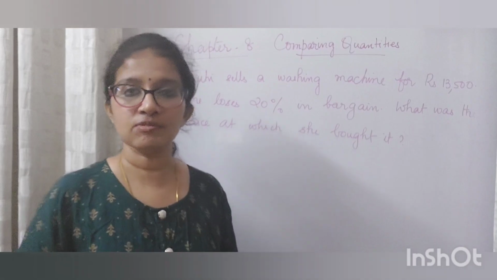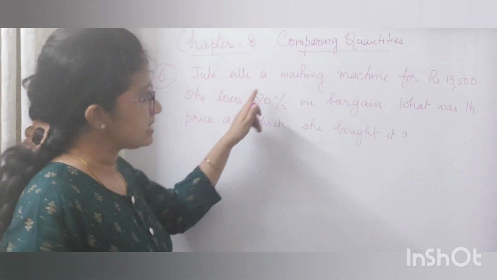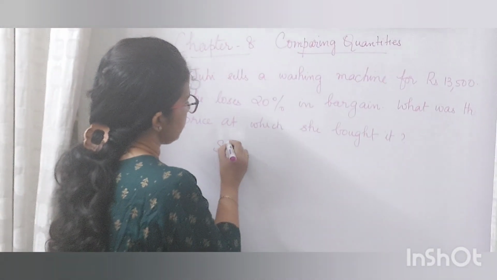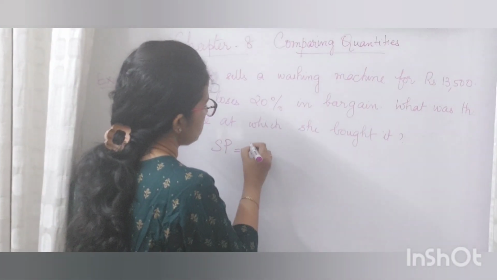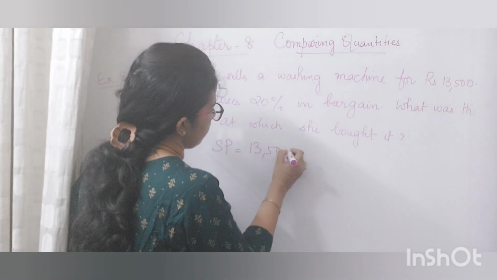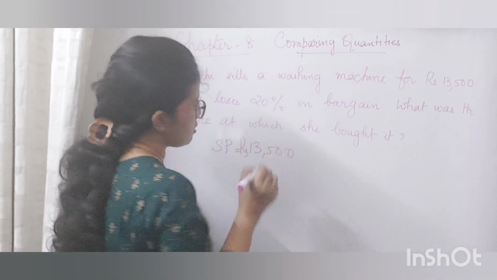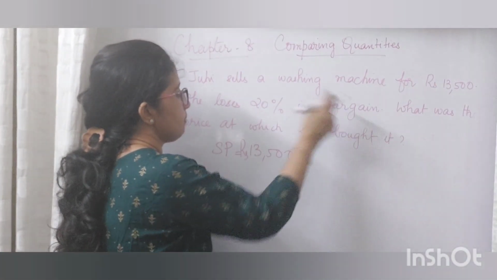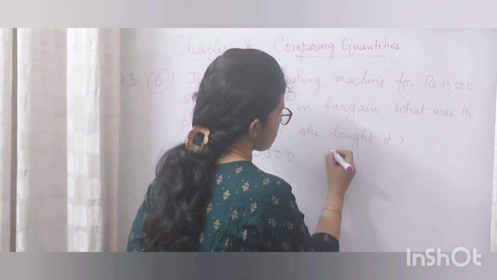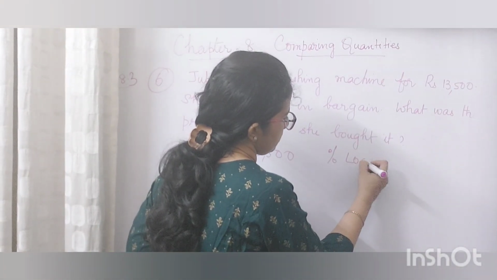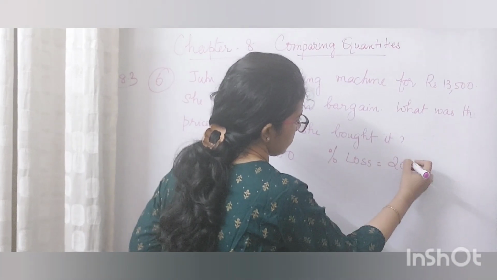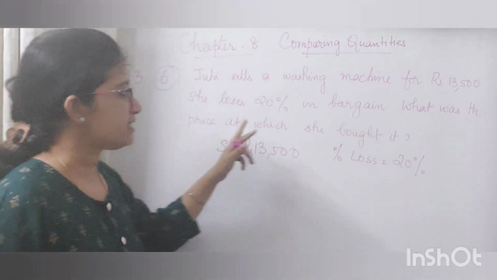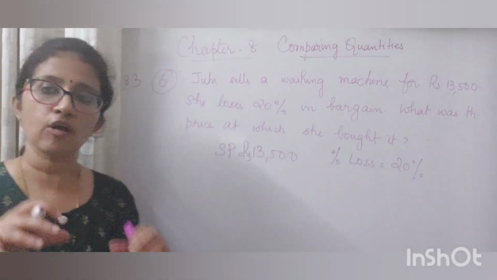So what are the data which are given here? She sells a washing machine for rupees 13,500. That means that they have given the selling price. Selling price is equal to how much? 13,500. Okay, rupees 13,500. Okay, what is the other thing? She loses 20% in bargain. That means that percentage of loss is equal to 20%. Okay, so what is asked here? What is the price at which she bought it? That means they are asking the cost price.